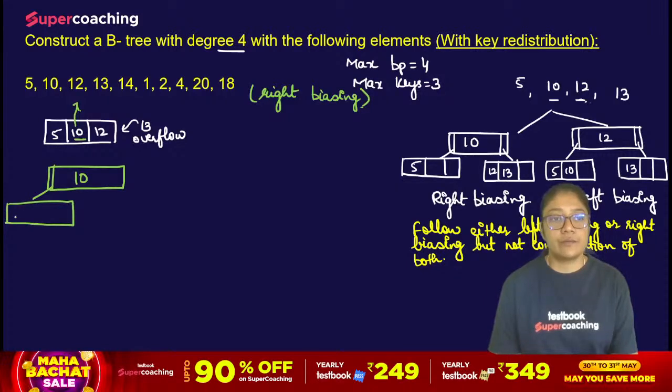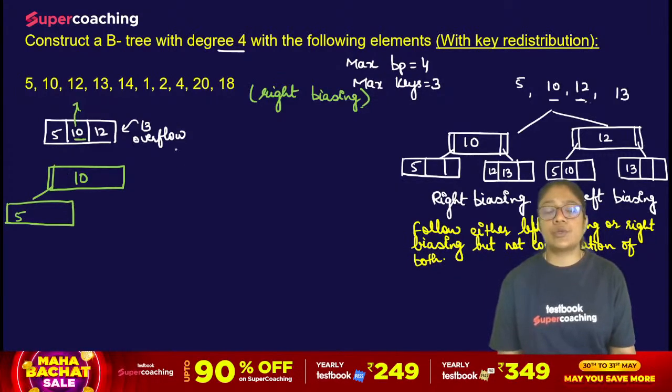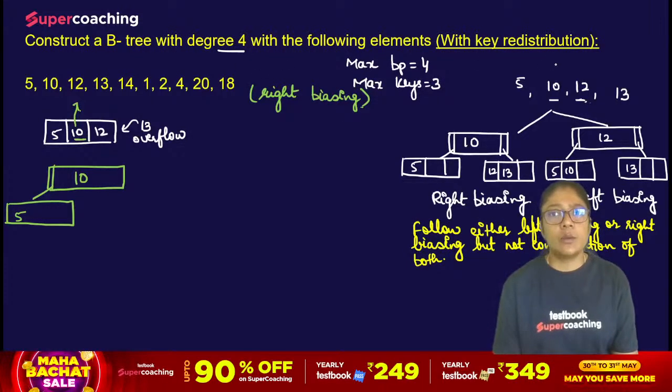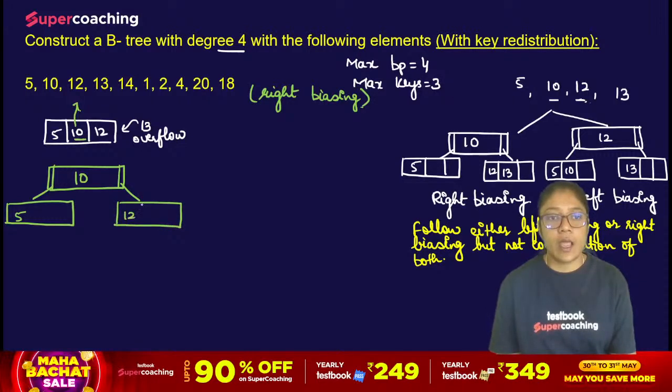The sole purpose of taking this example was to get comfortable with the concept of left biasing and right biasing. Otherwise, key redistribution and all those things we have already covered. So I'm taking this as 12 and 13. One more key can come here. So 5, 10, 12 and 13 are added. Next one is 14. Since 14 is greater than 12, it will be going to the right side. 14 inserted. Then we are getting 1. 1 is smaller than 10, so we'll be getting here 1, 2 and 5.